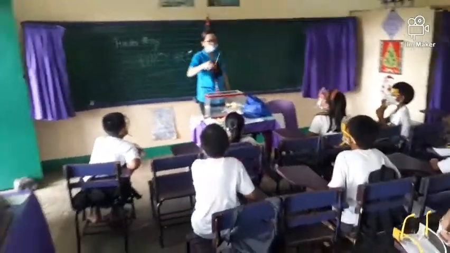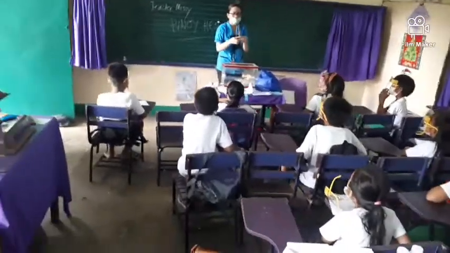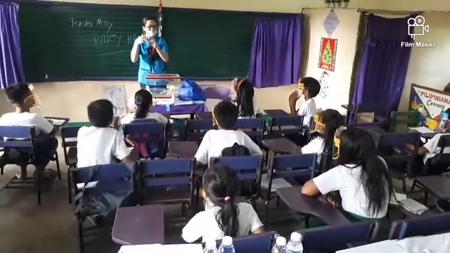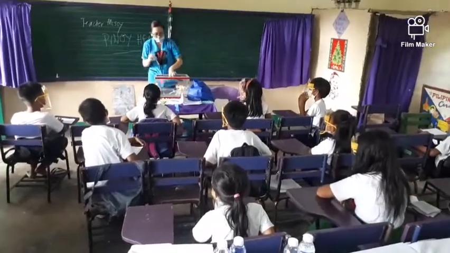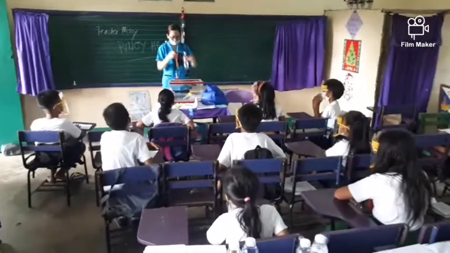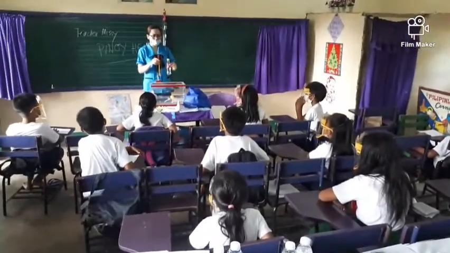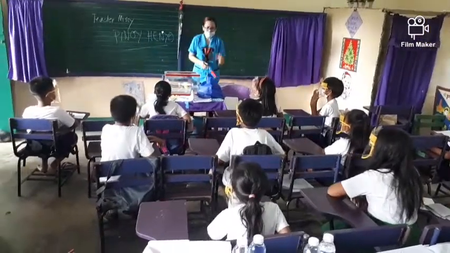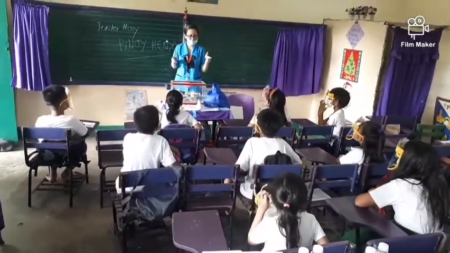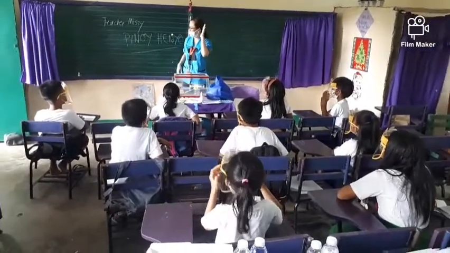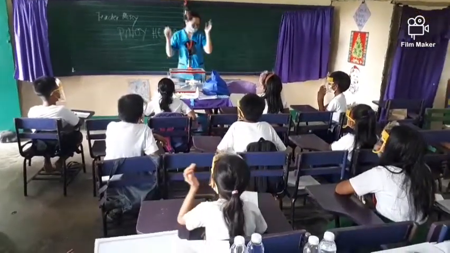So, why is it floating? Because the material used was wood. Yeah, wood. If you use metal, it sinks. And plastic and wood, when you put them in the water, float. Okay? Do you understand? Yes. Okay, good job. Did you understand? Yes, ma'am. Good job.